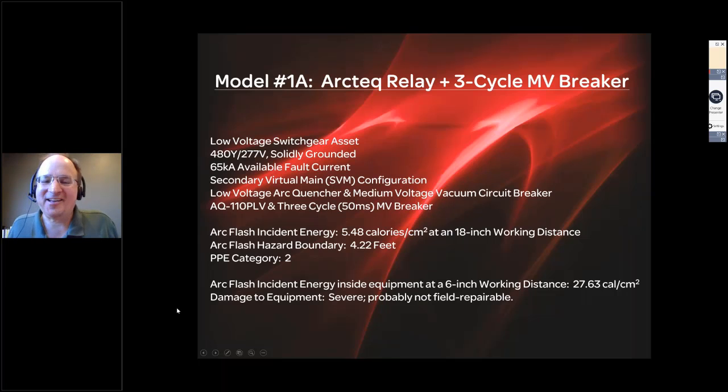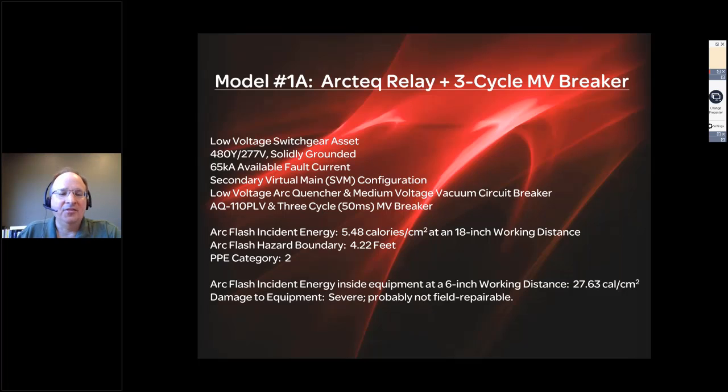So now to our exciting test results. And this is the home stretch of our presentation. So we ran a number of different models here. And the first model is with the Arcteq AQ110 PLV relay and a standard 3-cycle medium voltage breaker, which is most medium voltage breakers sold today, modern, compact, quote unquote fast breakers.